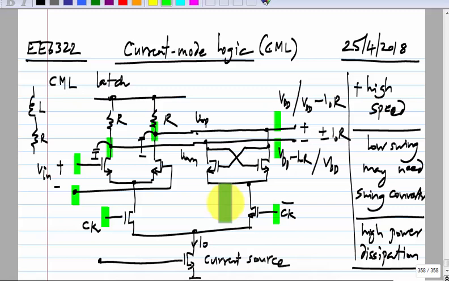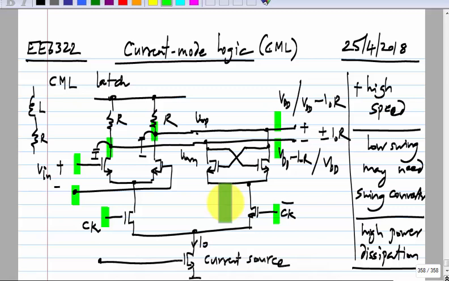One of the differential pairs, yeah. So at the most we can go down to 3 VOV. Yeah, that's right. Because if you want to keep all transistors in saturation, there is also the headroom limitation.